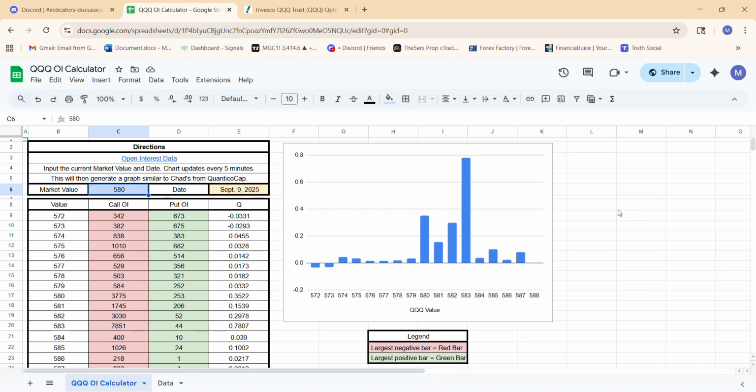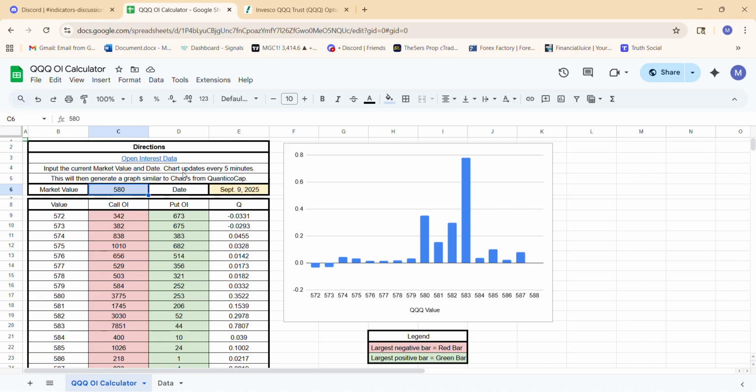Alright, here we go. This is my QQQ open interest calculator that I put together on just a Google Sheets page. What I've done is try to come up with something that mimics the QuanticoCap levels that Chad generates from the Greeks options data that is available there for a monthly subscription of around a couple $100 a month.